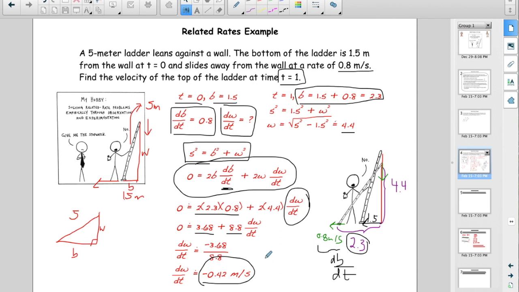It does pass my reasonableness check. I was expecting it to be negative because as the ladder slides out this way, the base is shifting in that direction. The top is going to be shifting down. And if it's shifting down, we're expecting it to be negative.